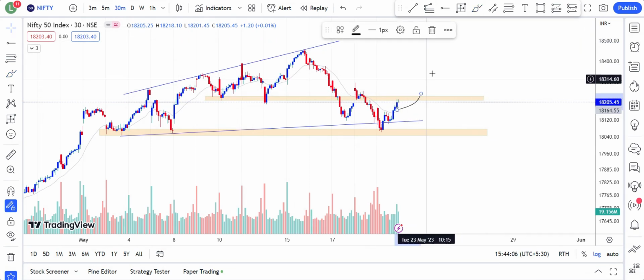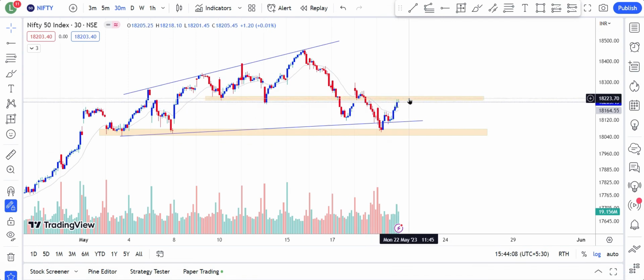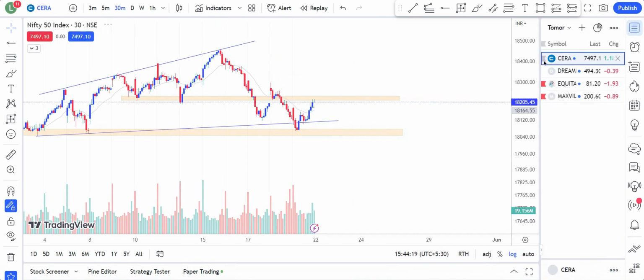So we will be very watchful about this area, 2018 to 2025. This will be the area we'll be watchful about. All right, so let's look quickly at the stocks which we have already shared.